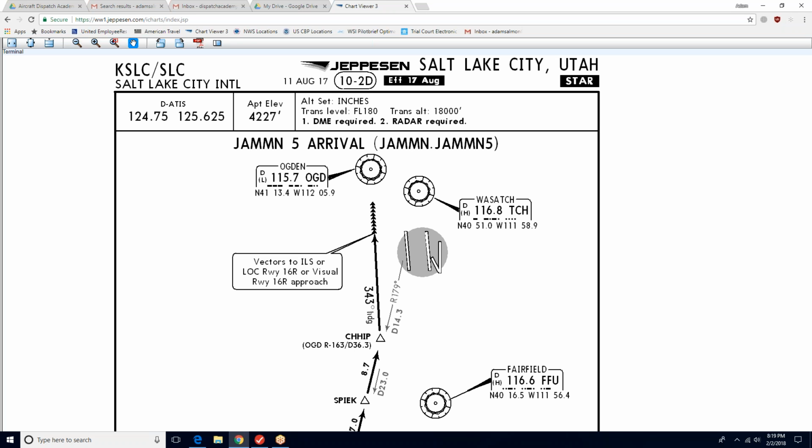So that's the purpose of SIDs and STARs, is to cut down on that congestion around busy airports, and then obviously the workload.